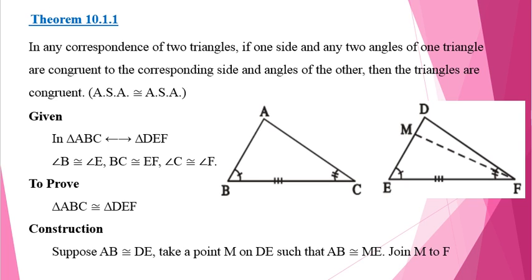will be congruent. We have already discussed that out of 6, if the three things are congruent, the triangles are congruent. So we are starting our proof now. What is given to us? He is saying that in the triangle ABC we are making a correspondence with the triangle DEF, and the angle B is congruent to angle E. It is given to us.